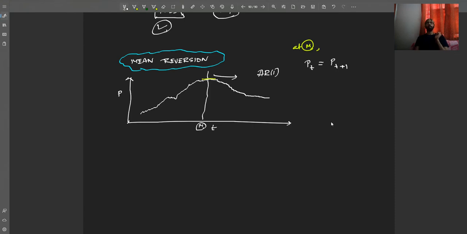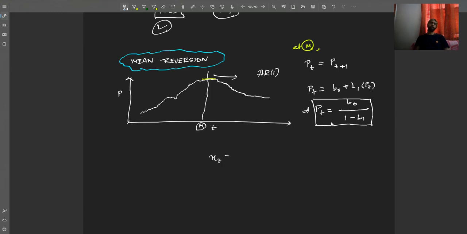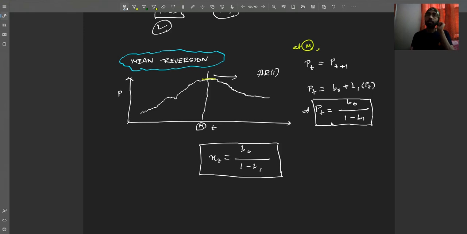So from this equation we can predict at what value the mean reversion might occur for this time series, right? So Pt is equal to, we have said this is an AR1 model, so this is going to be b0 plus b1 Pt. If we rearrange this, Pt is equal to b0 by 1 minus b1. So at this level, the mean reversion is predicted to happen for an AR1 time series model. We can generalize this for any variable xt of an AR1 model. The mean reversion is predicted to come at b0 by 1 minus b1. Right, friends? So this is the value prediction.